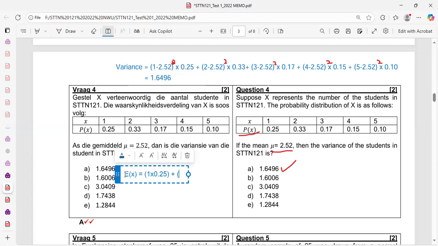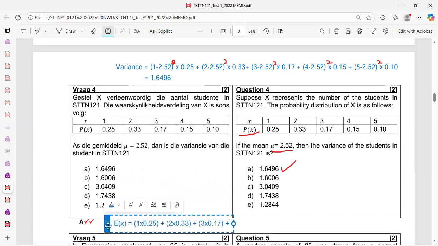Let's start. 1 corresponds with 0.25, so 1 multiplied by 0.25. We are done with 1. We move to 2: 2 multiplied by 0.33, plus. We are done with 2. We move to 3: 3 multiplied by 0.17. We are done with 3. And then 4 multiplied by 0.15, and then plus 5 multiplied by 0.10.